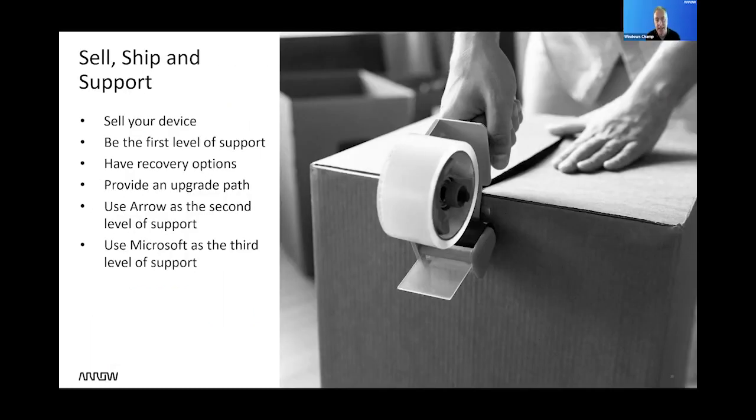So we're down to the last step, which is sell, ship, and support. Now that you've got the device built and the license applied, you're ready now to sell it and ship it. And the last part of the agreement is that you need to be the first level of support, which means if it breaks or there's an issue, the end user needs to call you as the OEM, not Microsoft. So that you are agreeing to be the first level of support.